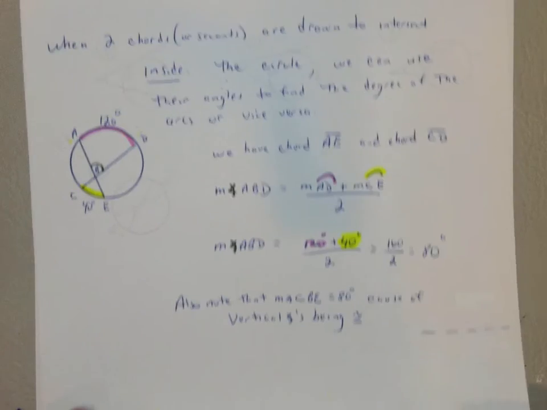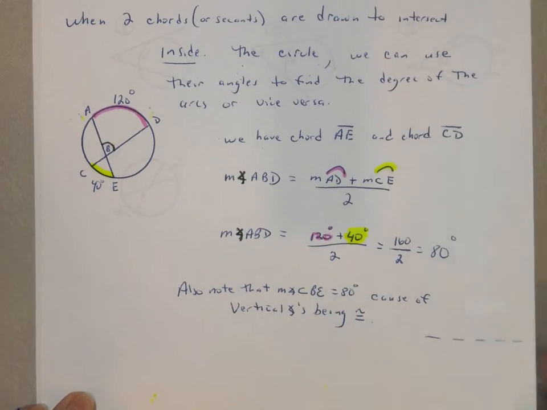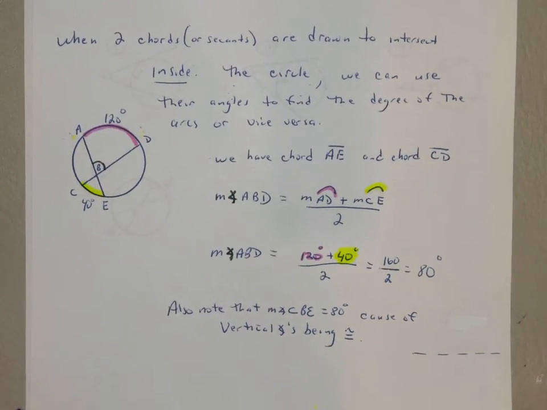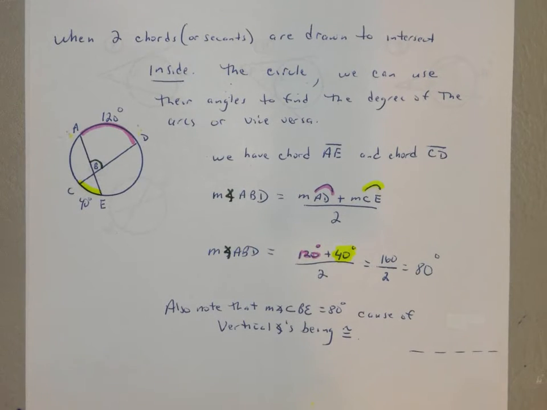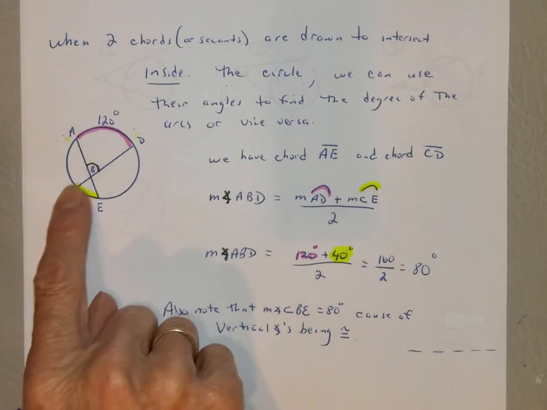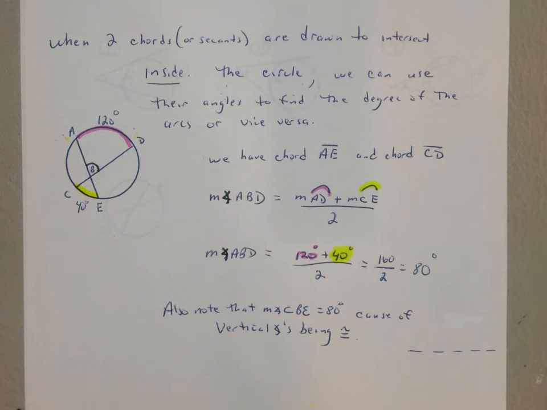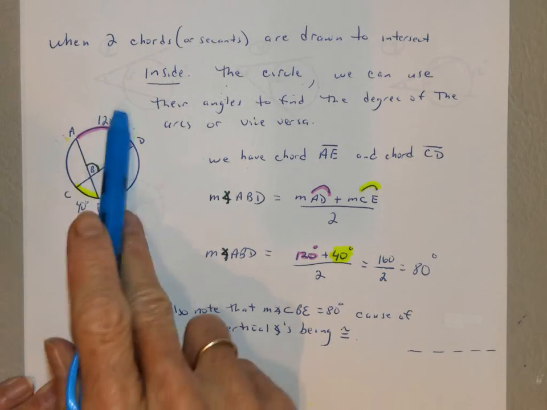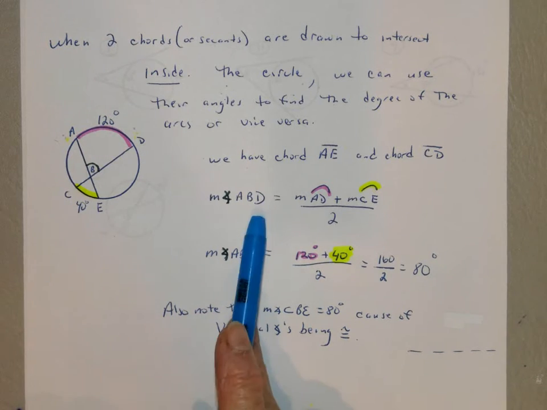Now, here is another rule that you need to remember. When two secant lines or two chords are drawn to intersect inside the circle, we can use their angles to find the degree of the arcs or vice versa. So let's see what this is saying.